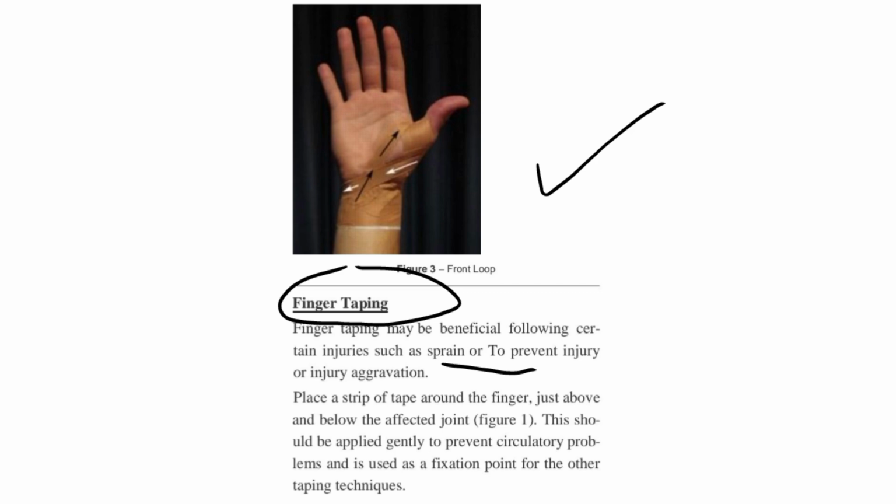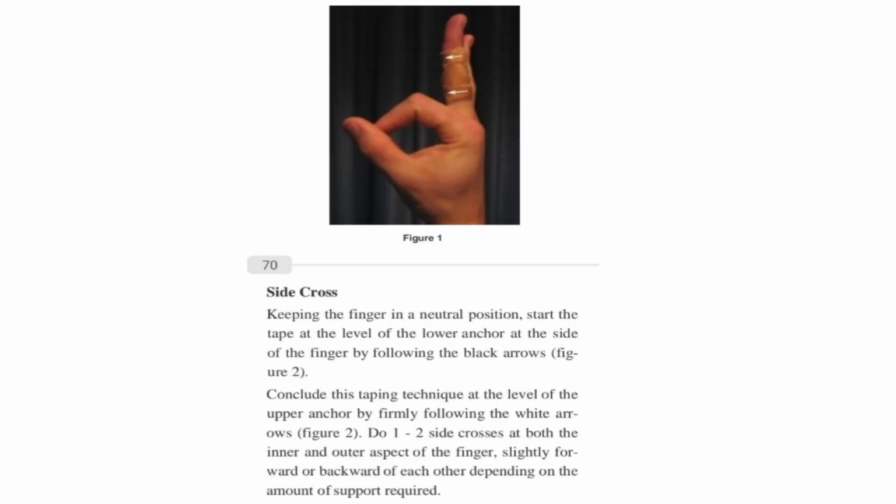Place a strip of tape around the finger just above and below the affected joint. This should be applied gently to prevent circulatory problems, and this is the pictorial form of this finger taping.